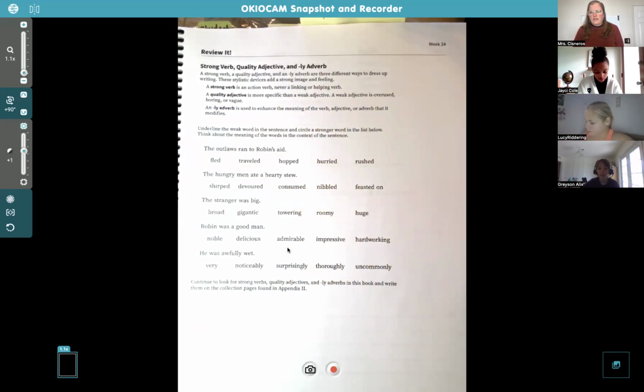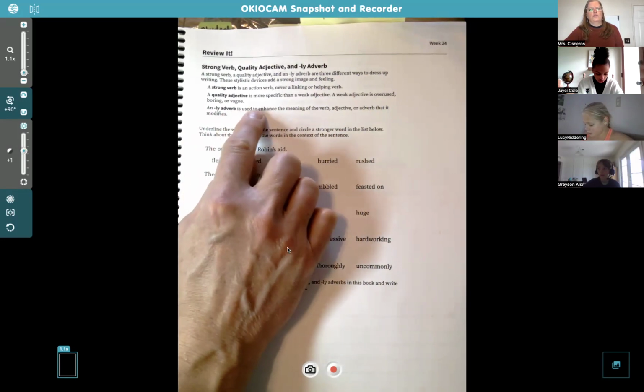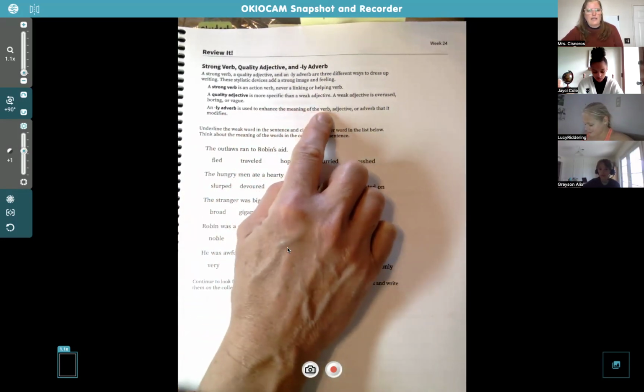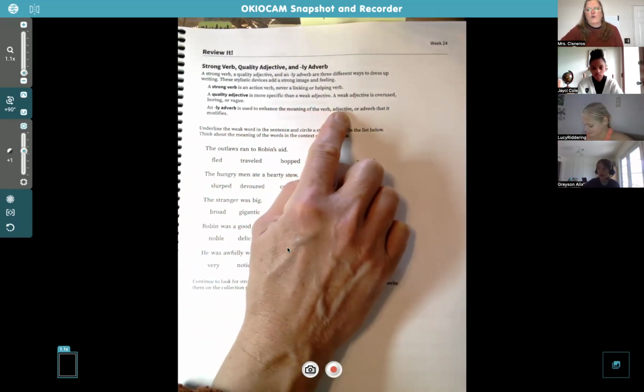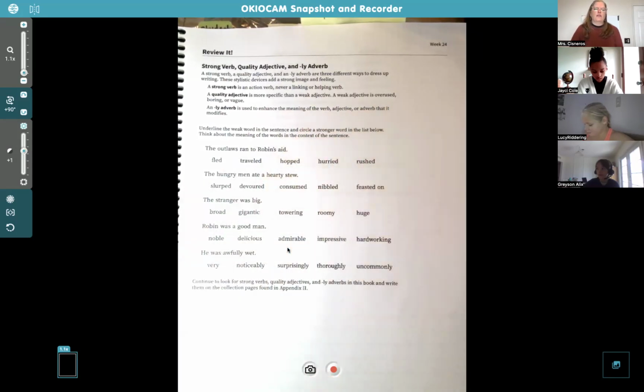Like if you use the word big, that word is weak. If you're describing something like a big building, that would be a weak adjective, but you would describe it as huge or enormous or gigantic or impressive, something like that, that tells a little bit more about the building you're looking at. Then the ly adverb is used to enhance the meaning of a verb. It's telling how the verb is happening, or an adjective or another adverb that it modifies. So those ly adverbs give more information about what's happening in the sentence.